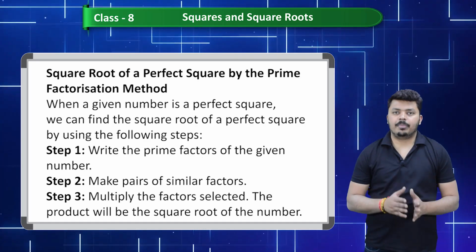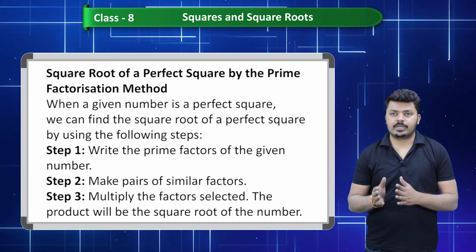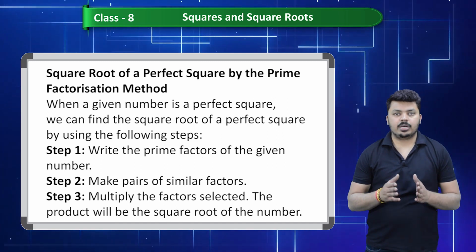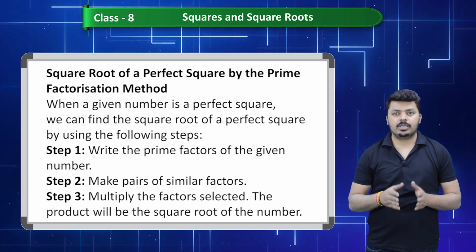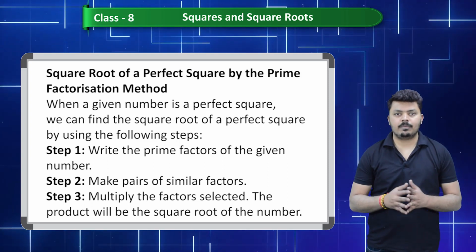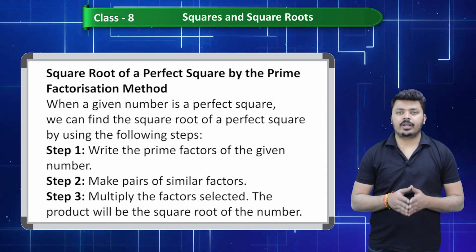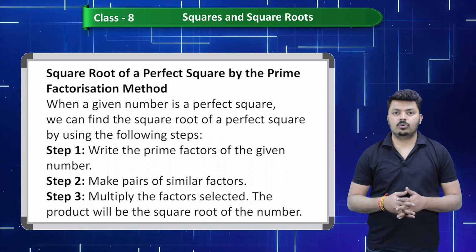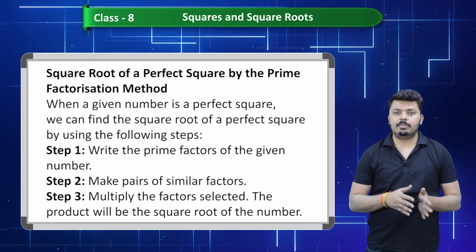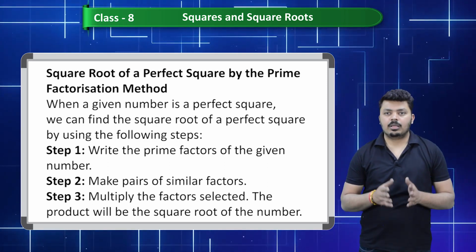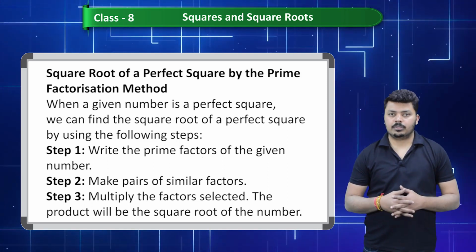Square root of a perfect square by the prime factorization method. When a given number is a perfect square, we can find the square root of a perfect square by using the following steps. Step 1. Write the prime factors of the given number. Step 2. Make pairs of similar factors. Step 3. Multiply the factors selected. The product will be the square root of the number.